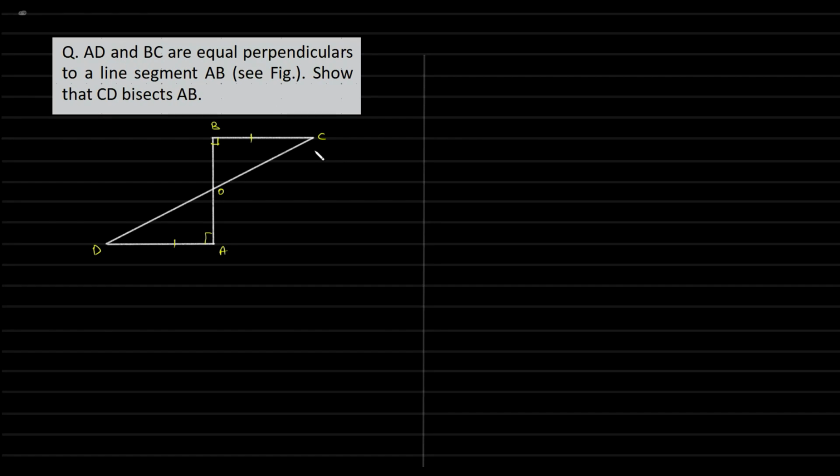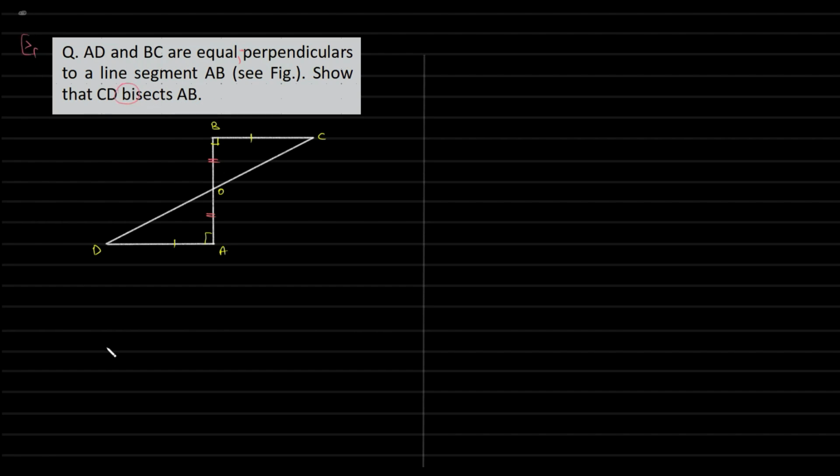AD and BC are equal and perpendicular to the line segment AB. So we have two lengths which are equal and they are perpendicular to line AB. Show that CD bisects AB. So what does CD bisects AB mean? That we indirectly have to prove that BO is equal to OA. Bisects means bi is two, cutting into two equal parts.